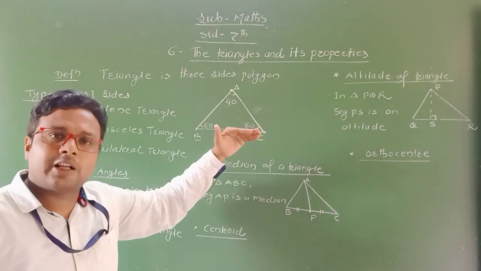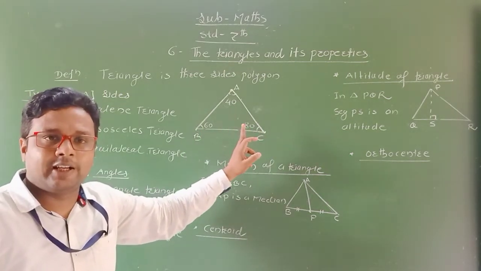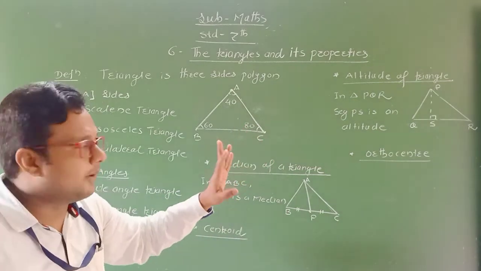इससे कम भी नहीं रहेगा, ज़्यादा भी नहीं. It is always 180 degree. Angle sum property of the triangle.